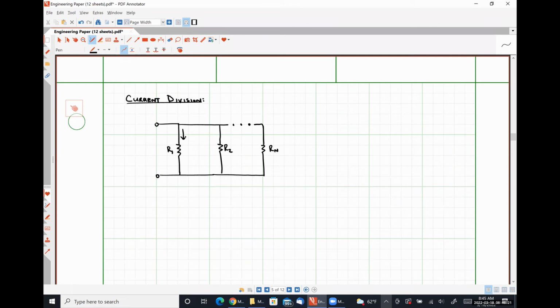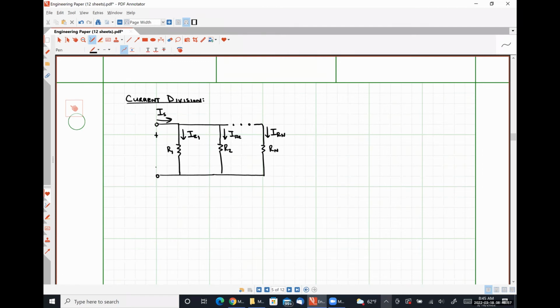I'm going to call the current flowing through resistor R1 IR1, the current flowing through resistor R2 IR2, and the current flowing through resistor R sub n IRn. So let's assume that we have a known amount of current flowing into this parallel combination of resistors. I'm going to call that known current I sub s.